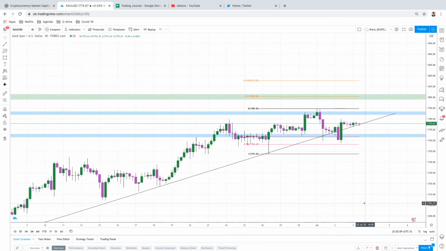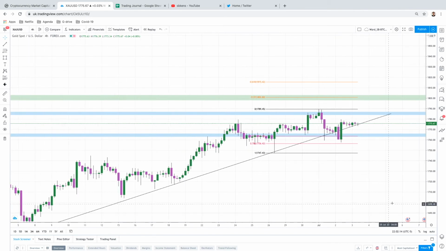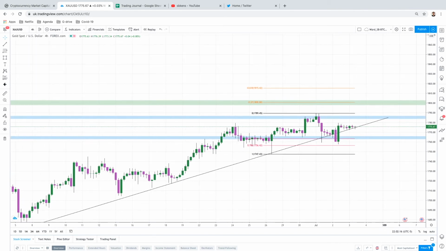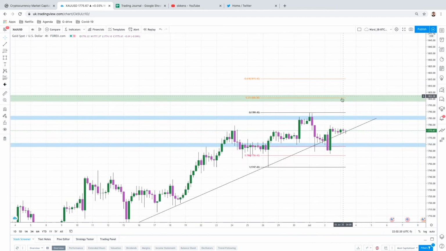A lot of quantitative easing. We did see some volatility on Thursday due to the non-farm payroll data being released, but our bias is still in play. We are looking for that push higher to these regions.